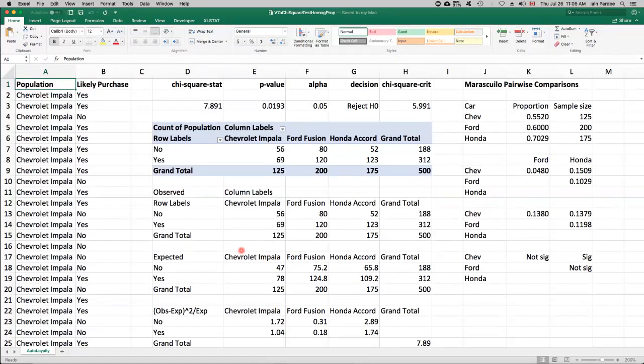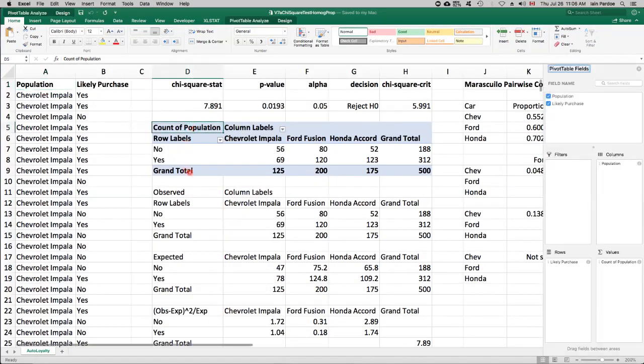In this video, I'll show you how to test the equality of population proportions for 3 or more populations using the chi-squared test of homogeneity. So for this example, we have 3 different cars, a Chevrolet Impala, a Ford Fusion, and a Honda Accord. And we've surveyed some owners of those cars to ask them if they would be likely to repurchase that particular type of car. And the results are summarized in this pivot table.